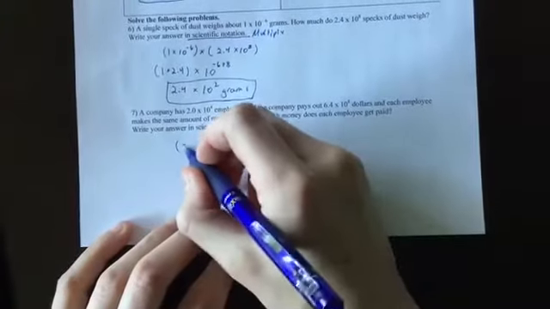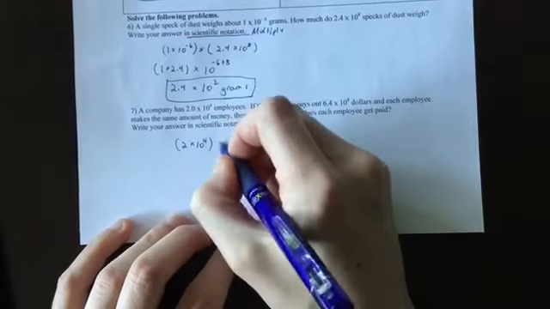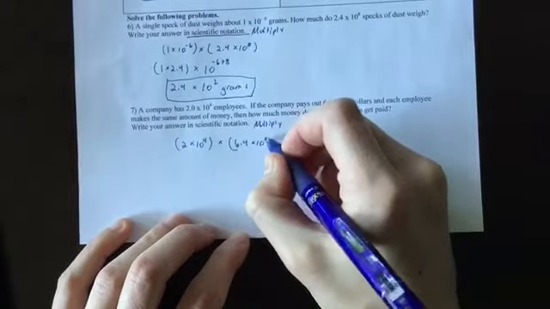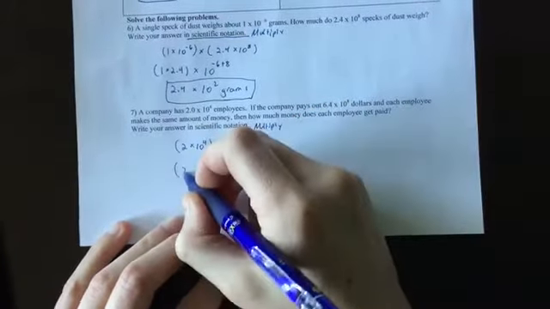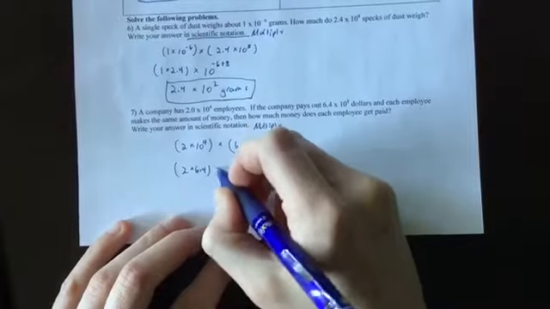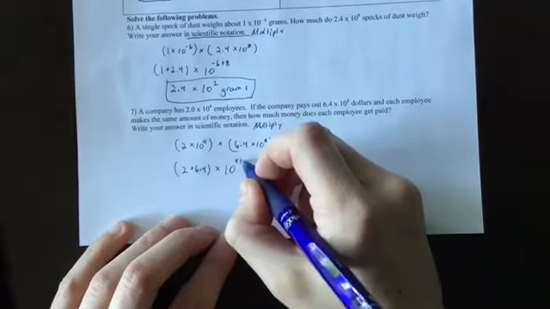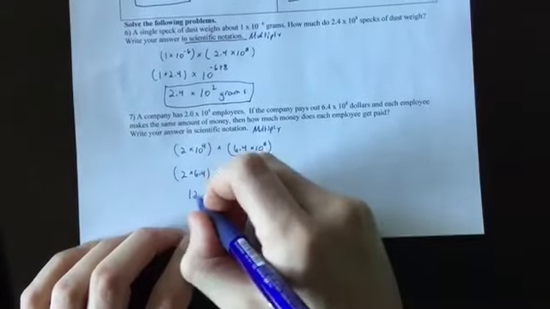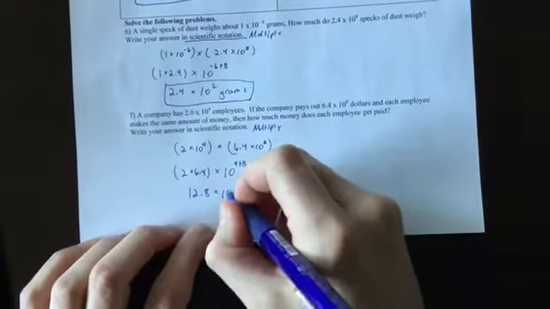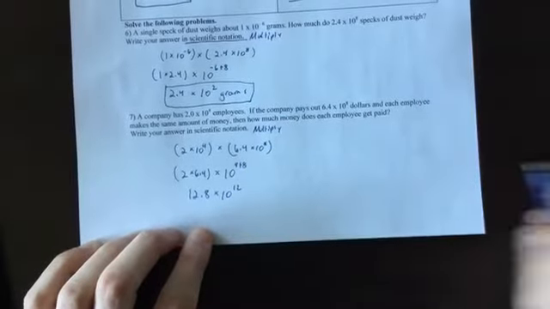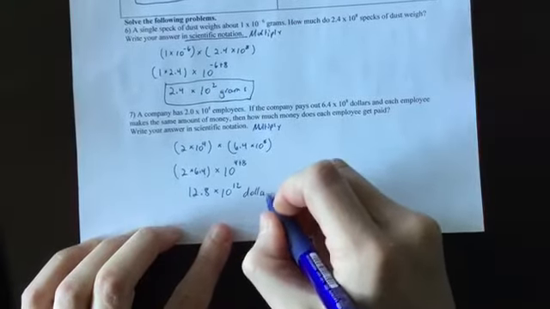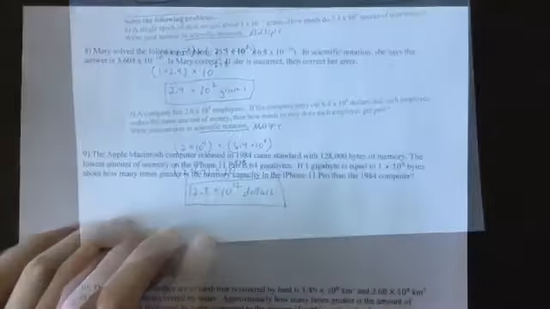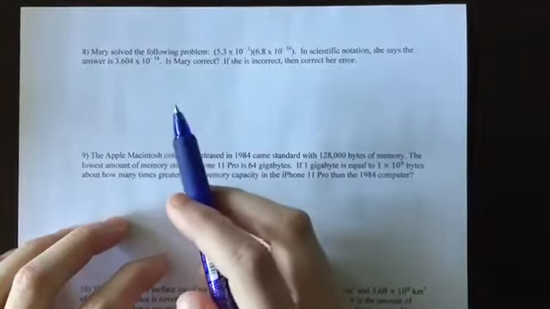Okay. So we're going to be doing 2 times 10 to the 4th times 6.4 times 10 to the 8th. Okay, so we'll separate them. 2 times 6.4. Add our exponents there. Okay, 12.8 times 10 to the 12th. And we're talking money, so that's going to be dollars, leaving scientific notation. So there we are. On page 3, more word problems.